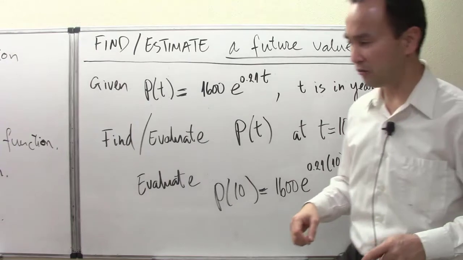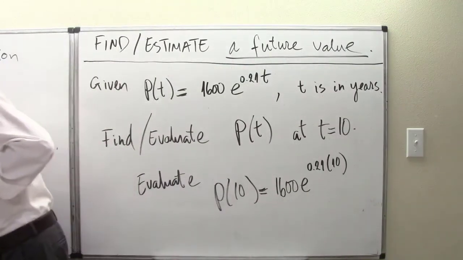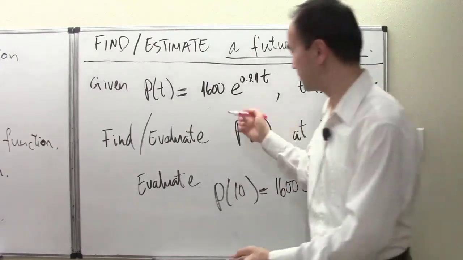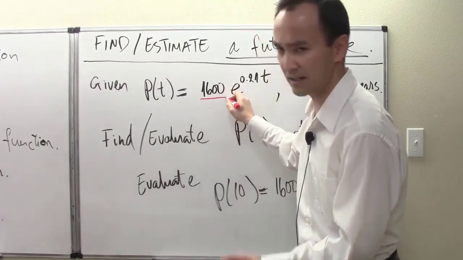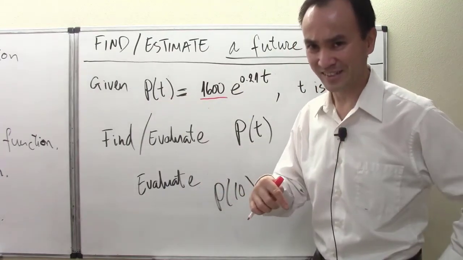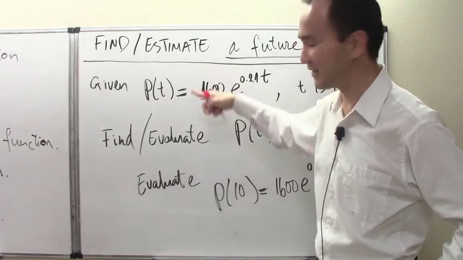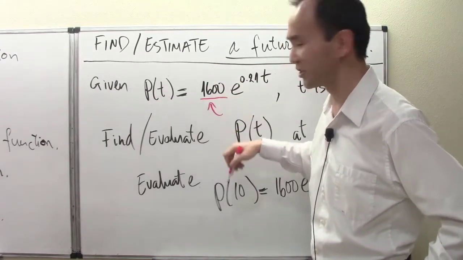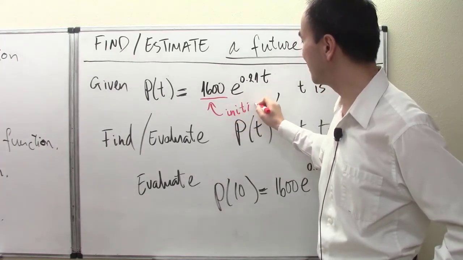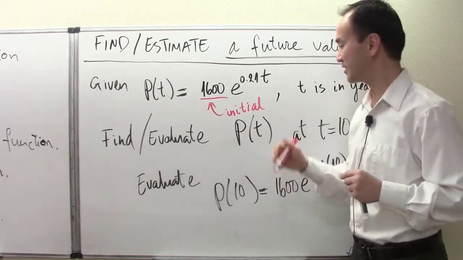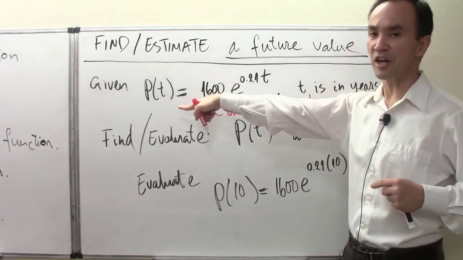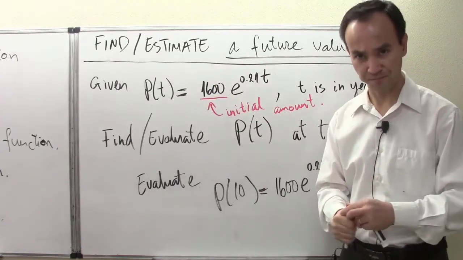Allow me to quickly remind everyone. See this value right here, as a coefficient. Earlier I was asking you to have in the back of your mind what that 1600 means. At this point, assuming you have had enough thought, this is the initial amount right here, the initial amount at time 0. So when we start studying this population, we are starting out with 1600 of them.